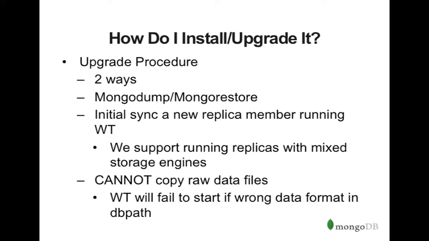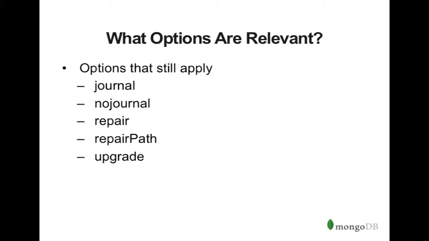Another big difference is that you cannot just copy the raw data files, because as I mentioned, the data file formats are fundamentally different and incompatible. If WiredTiger realizes that there are MMAP data files in its dbpath, it'll fail to start, and vice versa.